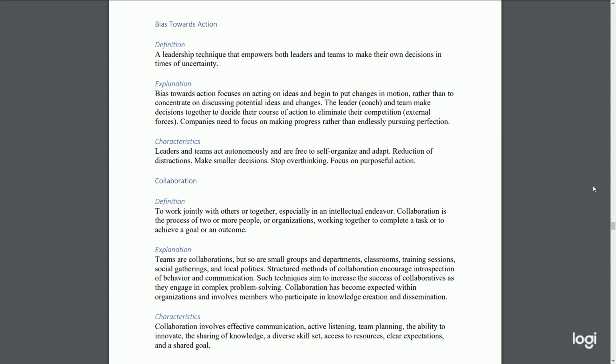Structured methods of collaboration encourage introspection of behavior and communication. Such techniques aim to increase the success of collaboratives as they engage in complex problem solving. Collaboration has become expected within organizations and involves members who participate in knowledge creation and dissemination. Characteristics: collaboration involves effective communication, active listening, team planning, the ability to innovate, the sharing of knowledge, a diverse skill set, access to resources, clear expectations, and a shared goal.